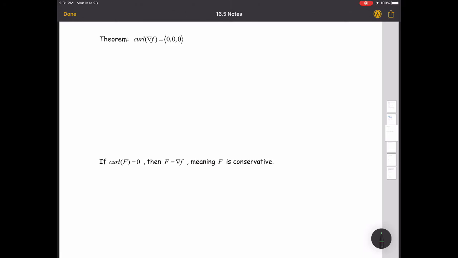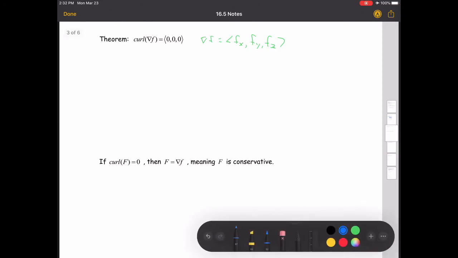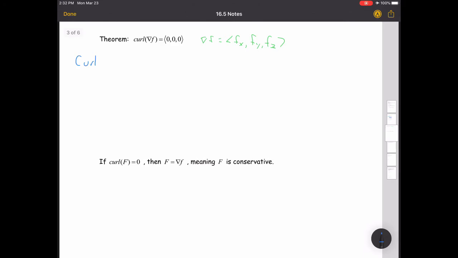All right, so let's look at a theorem here. Doing the curl wasn't very difficult, but there's a theorem that says if I take the curl of the del f of the partials, then I should get the 0 vector. So let's go ahead and show that that's right. Remember that del f is defined to be the partial of x, partial of y, partial of z. That's your gradient. So if I take the curl of the gradient, that's what it's telling me to do. Take the curl of the gradient.